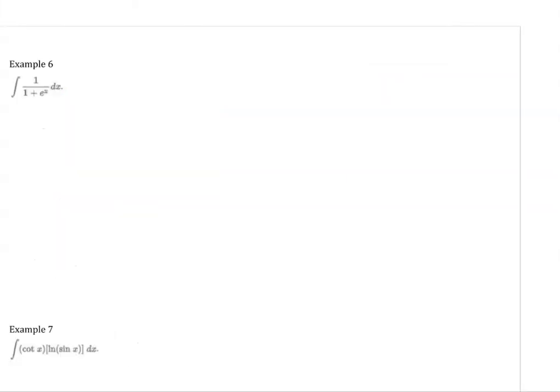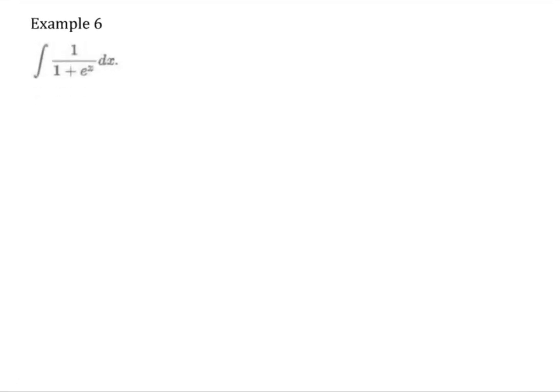Example 6 is a little tricky because there's a very specific little thing that we have to do in order to integrate this. The problem that we run into is that if we try to choose u with this written as it is, as what's in the denominator, we get that du is e to the x dx, which we do not have in the integral. So this does not work.